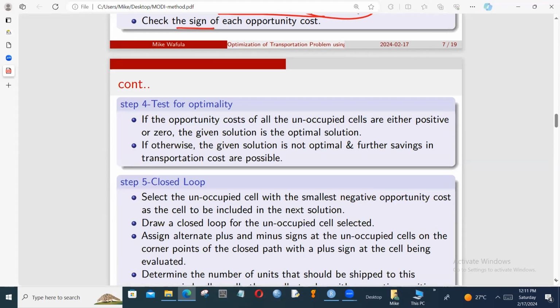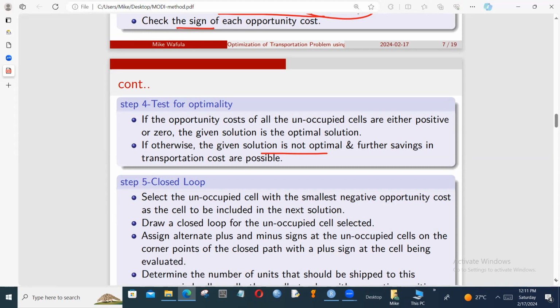But in the event that one of these unallocated cells gives us a negative opportunity cost, then that gives us room to spend less on the cost of transporting those goods from sources to destinations.